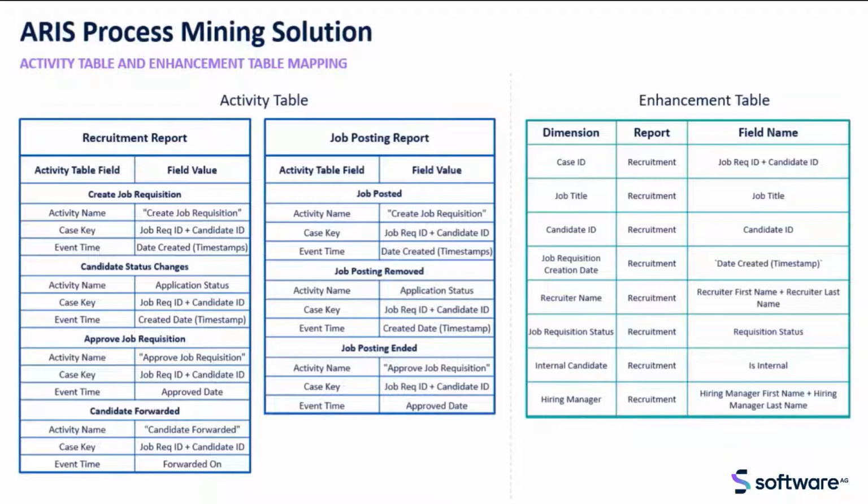So what we have done is we have identified two reports, the recruitment report and the job posting report, that will be used to create the overall recruitment process. The recruitment report tells us the information about when the job requisition was created and when it was approved, and various statuses of the candidate. And the job posting will tell us information like when a particular job posting was posted to a particular portal and when it was removed.